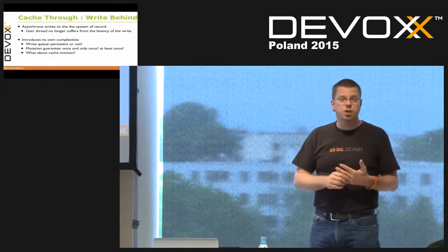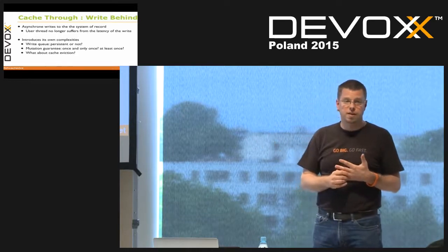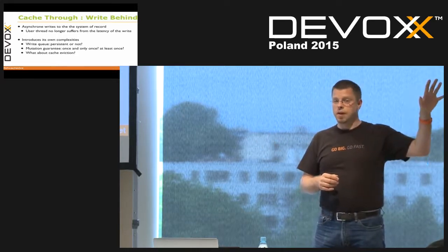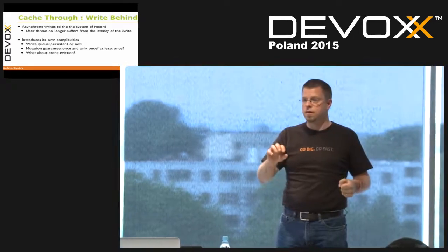And also, what about cache eviction? One thing that write behind suffers from in Ehcache 2.x is: the entry is in the cache, it's actually in the queue, and it got evicted from the cache for whatever reason.